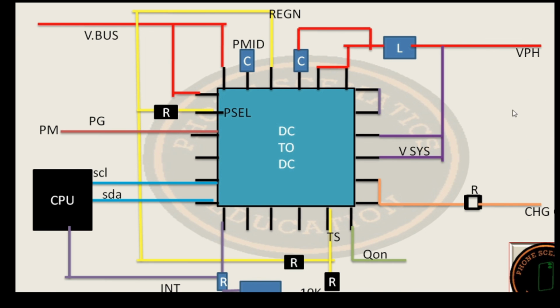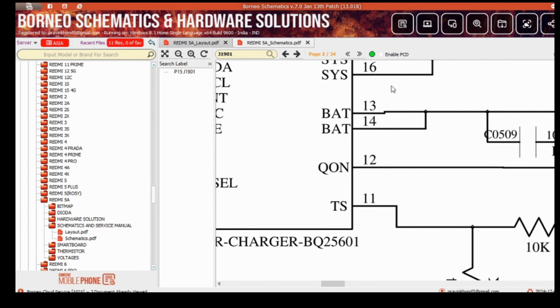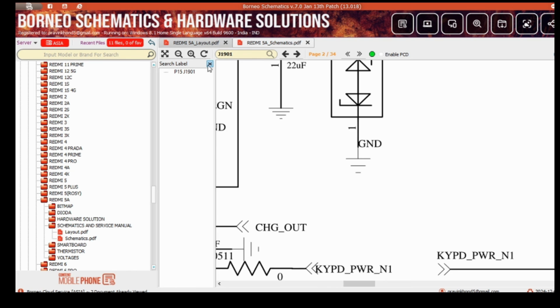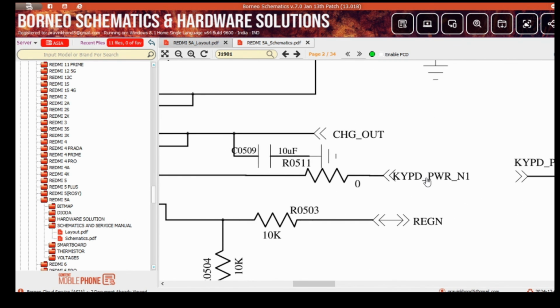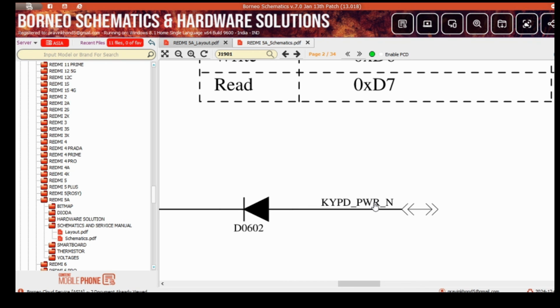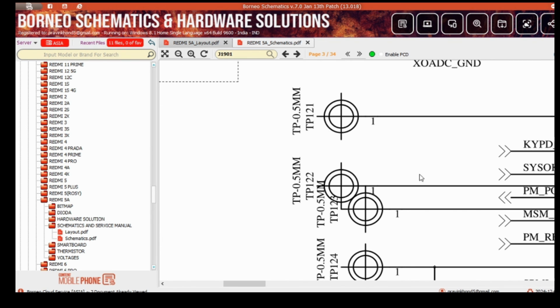I will show you in the diagram. Now you can see pin number 12, QON, keypad power. When you click this line, it is connected with a diode to the power on off button. One side is connected with the power IC, the other side is connected with the on off switch. Clear? Now back to the block diagram.